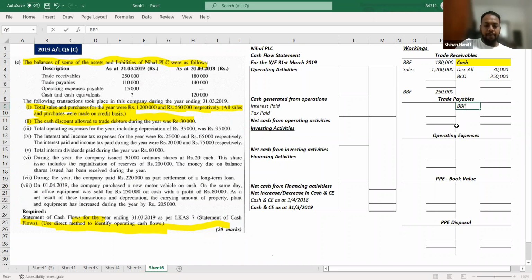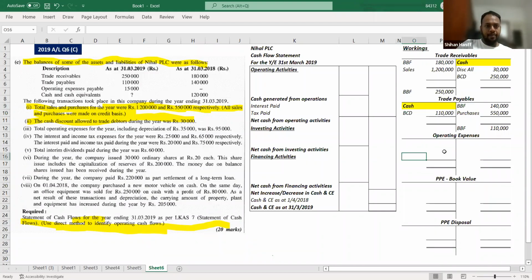Trade payables, opening balance, it's a credit. That's 104,000. Closing balance brought forward 110,000. Balance carried down 110,000. Then cash, purchases. Purchases 550,000. Difference is cash. See, very simple.